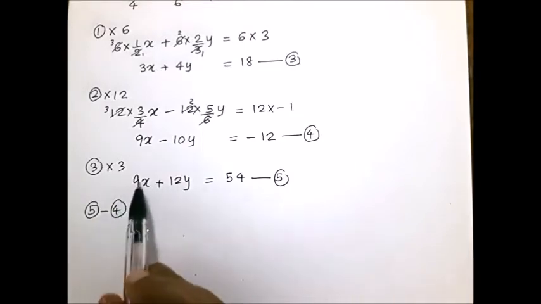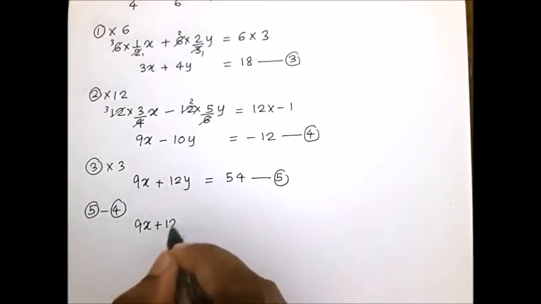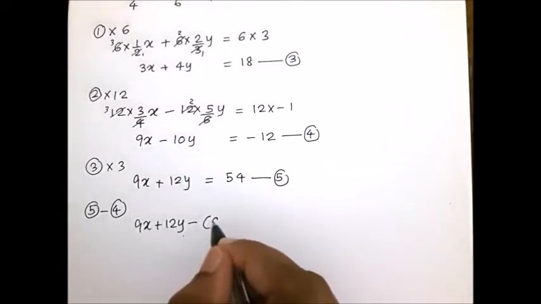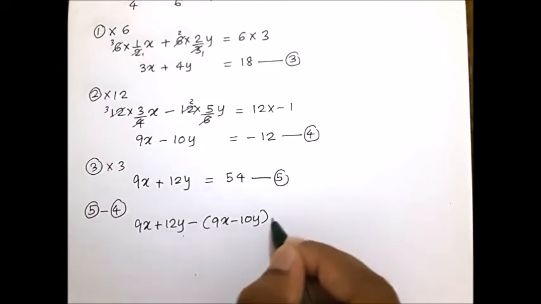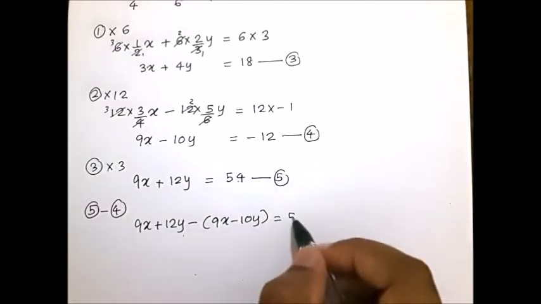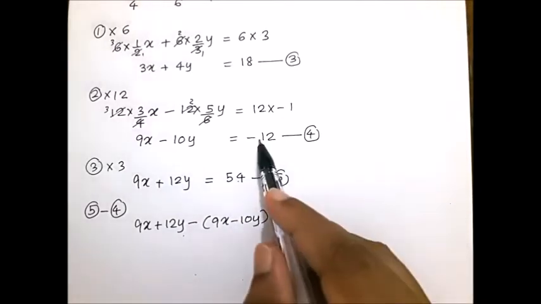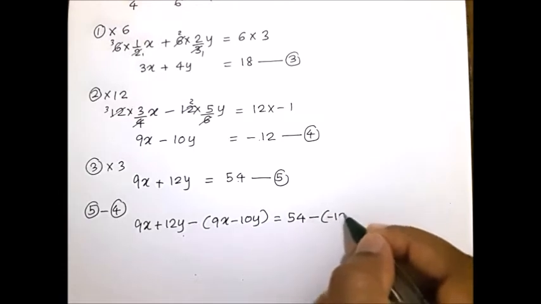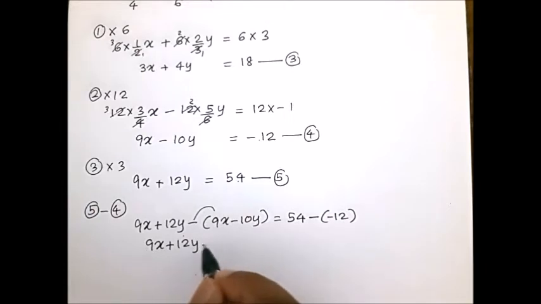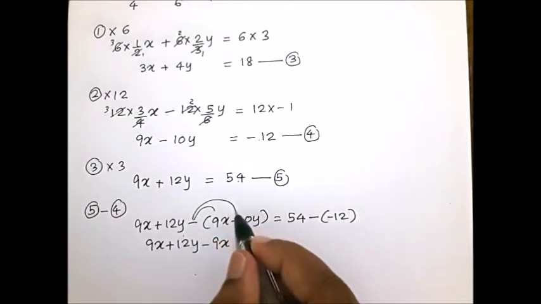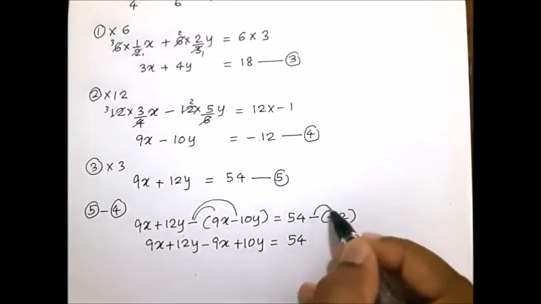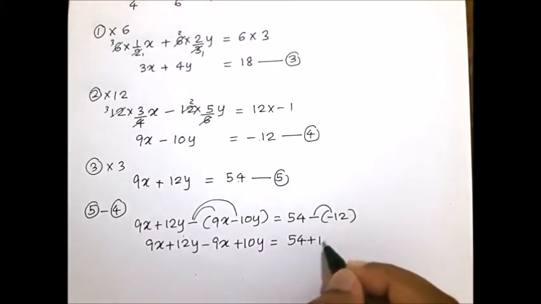First write the left hand side of fifth one. 9x plus 12y. Subtract. Then write the left hand side of fourth equation. Write within brackets. Then subtract right hand sides. First write the right hand side of fifth equation. Subtract. Then here minus 12. Write it within brackets. Then remove brackets. Minus into 9x, minus 9x. Minus into minus 10y, plus 10y. Minus multiply by minus. Here also plus.